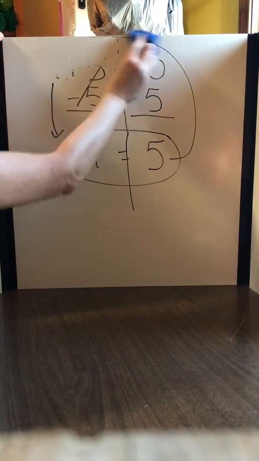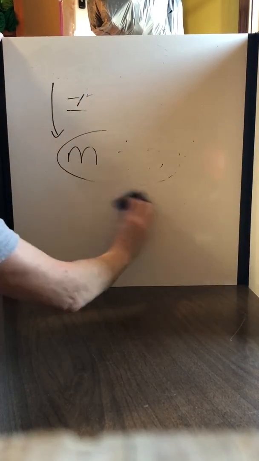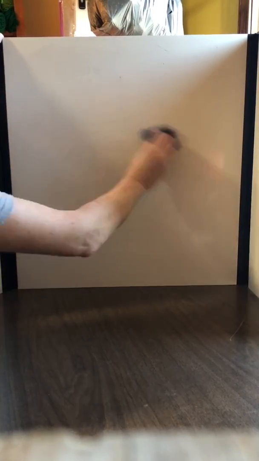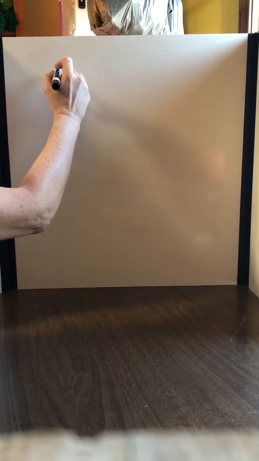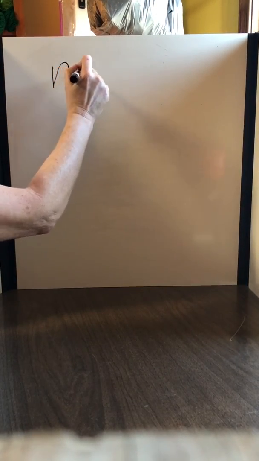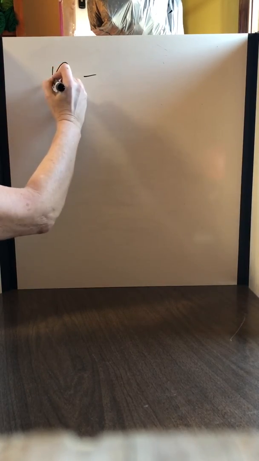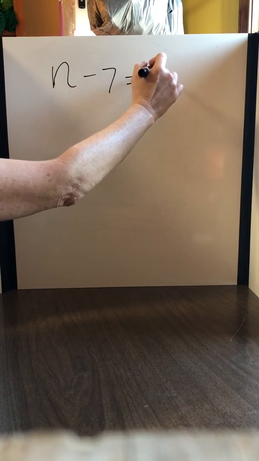So that was solving a one-step equation. It was an addition equation, and so we used the inverse operation of subtraction to solve for the variable. You might have one that has subtraction in it. So let's say we've got n minus 7 equals 25.